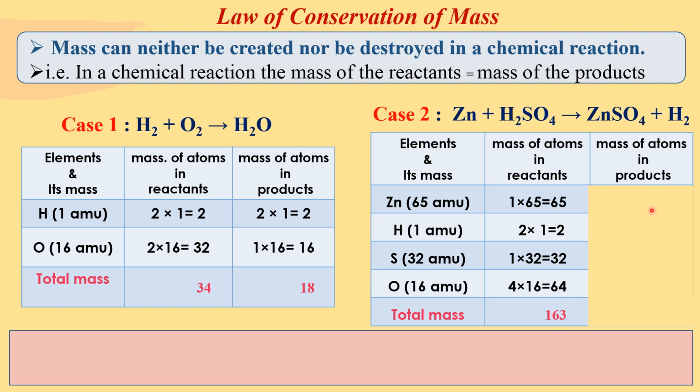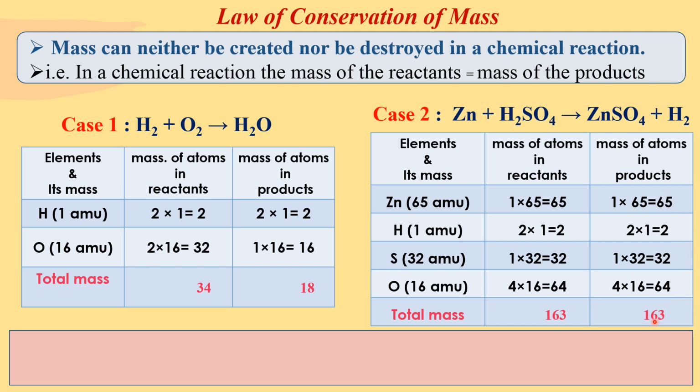Now in the third column, we first find out the mass of each element present in the product side. So we have 1 atom of zinc. Therefore, mass of 1 atom of zinc is equal to 1 into 65 equal to 65. 1 atom of sulfur. Therefore, 1 into 32 equal to 32. 4 atoms of oxygen. Therefore, 4 into 16 equal to 64. And 2 atoms of hydrogen. Therefore, 2 into 1 equal to 2. And the total mass equal to 65 plus 2 plus 32 plus 64, which is again 163.